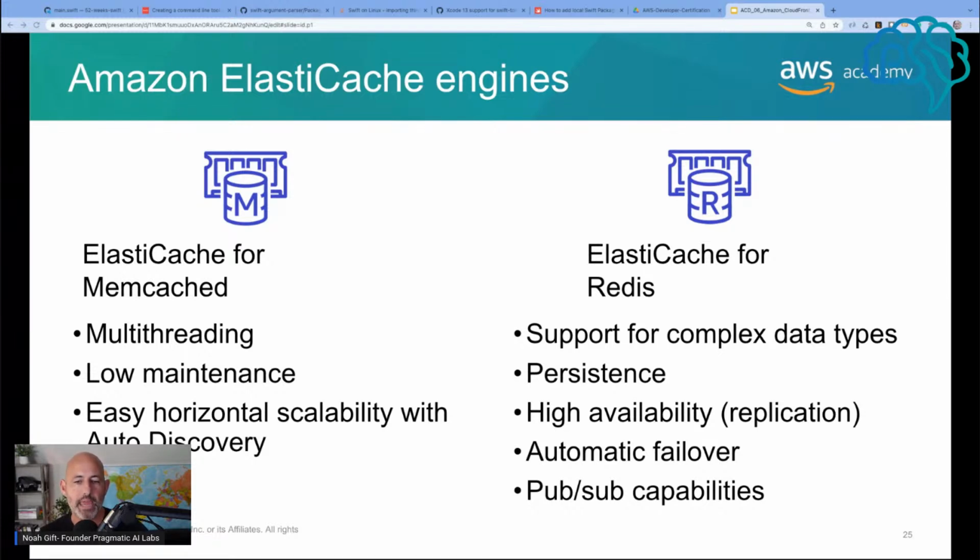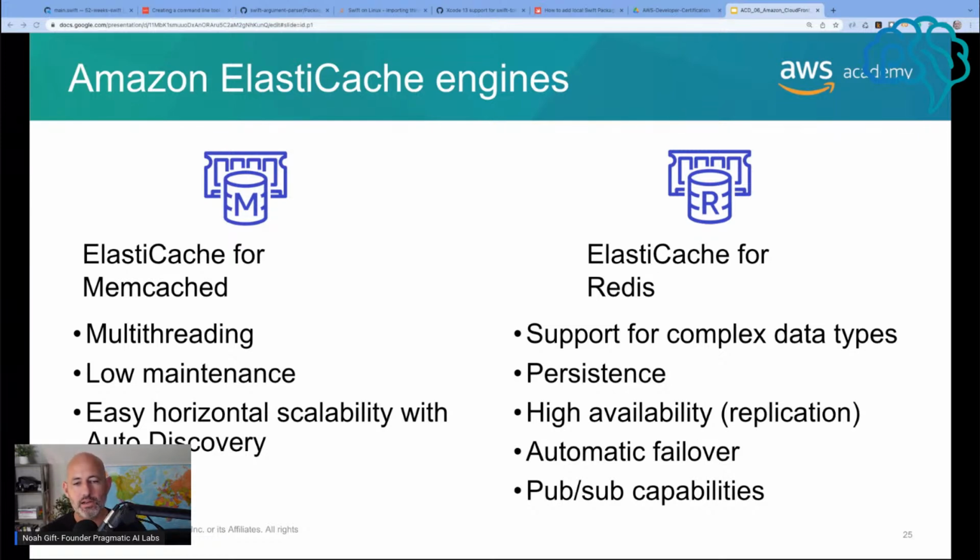So while Memcache is designed for caching flat strings like flat pages, with ElastiCache for Redis, you can do strings, hashes, lists, sets, sorted sets, bitmaps, right? So a little more application level caching.